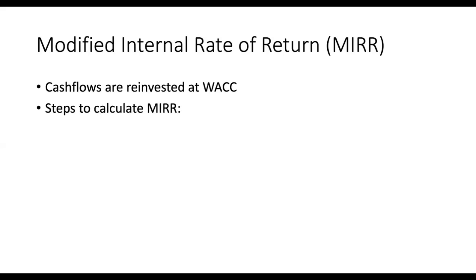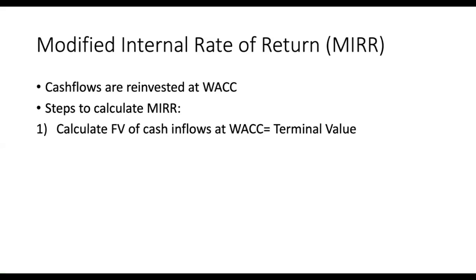Now let's look at the modified internal rate of return. MIRR is cash flows that are invested at the weighted average cost of capital. There are three steps to calculate the MIRR. The first is that we calculate future values of cash inflows at the weighted average cost of capital, which we also call the terminal value. Then we find the present value of cash outflows. We plug in these values in the MIRR formula and find the MIRR.